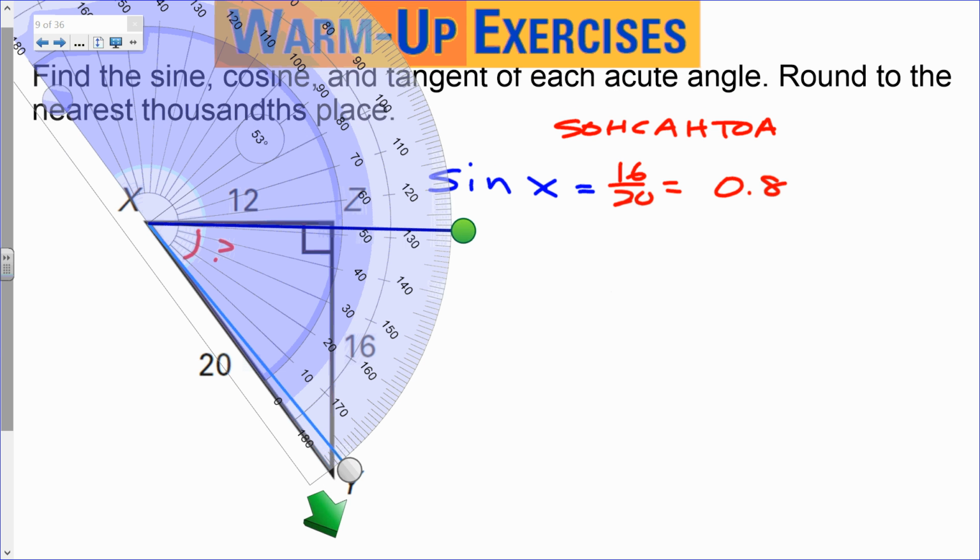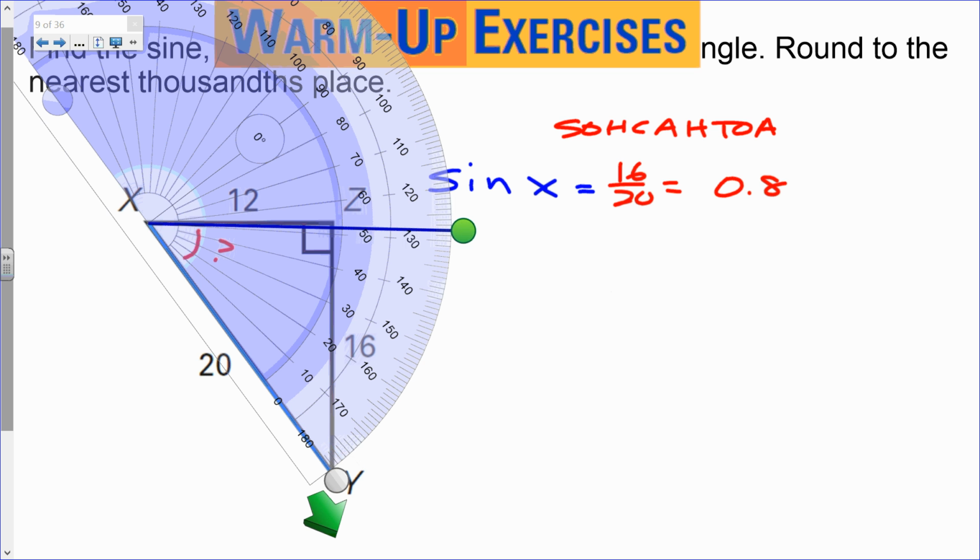Let me put this up. So here's 0. Let me move this up. Notice how the degrees are growing. I'm going to measure this angle of the triangle right here, this acute angle. How many degrees is it? Watch this. 52 or 53. I'll just go 53 for now. Okay, 53 degrees.